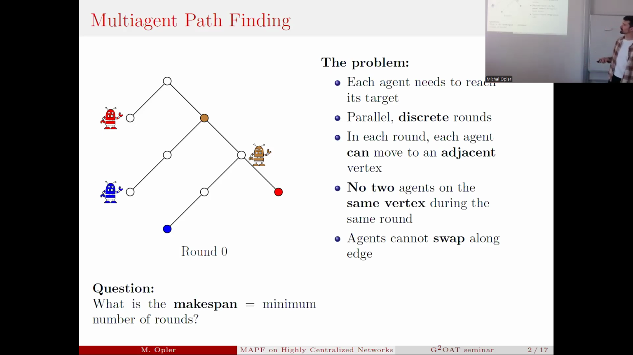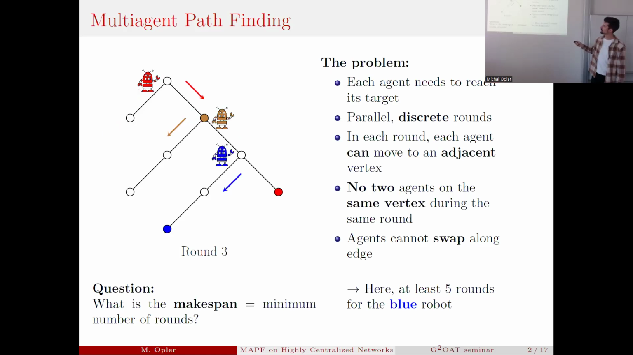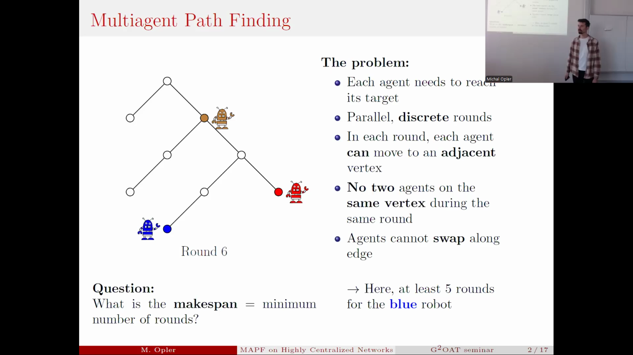So here we have a simple tree. We're going to need at least 5 rounds because that's the distance of the blue robot from its target. But in fact, we'll here need 6 rounds. So in the first round, the brown robot is trying to get out of the way for the blue one so that the blue can pass. And now the red also starts moving, but now the red wants to go through, so the brown has to move to the side to let the red one through, and finally they all reach their destination in 6 rounds. So easy, right?